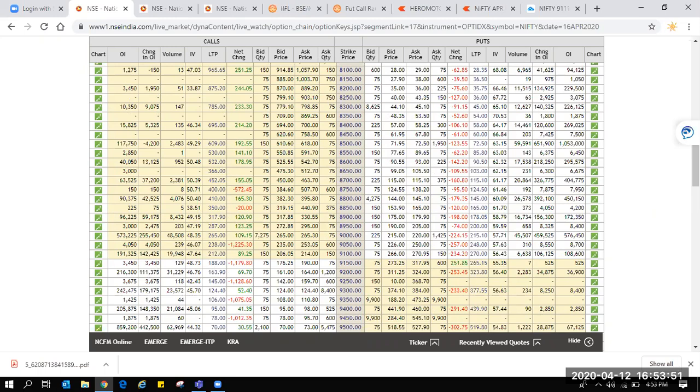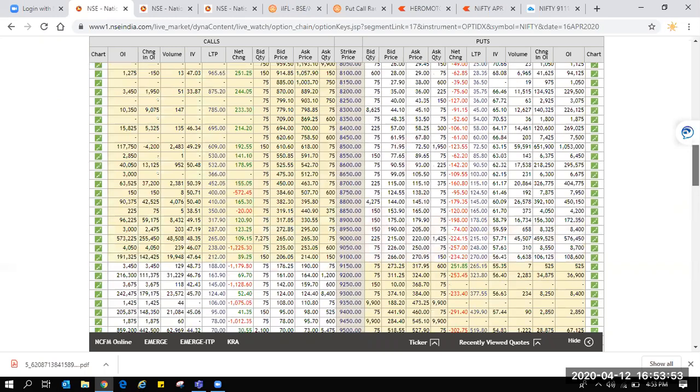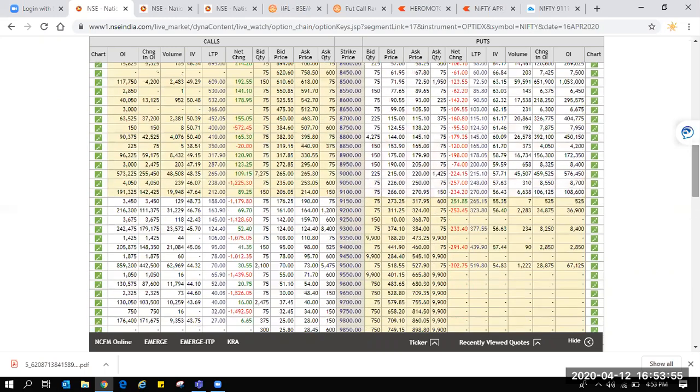You need to analyze this option chain by yourself on a day-to-day basis. If you analyze this, you will find many interesting things coming up from the option chain. There can be buying, there can be selling, but usually it is selling, as we all would consider. So this is one of the option chains.